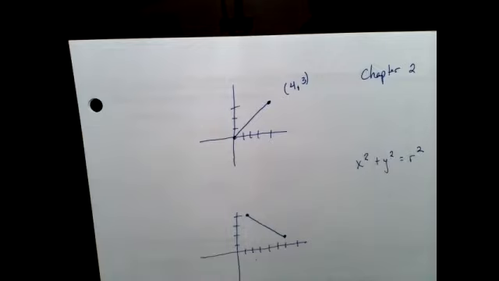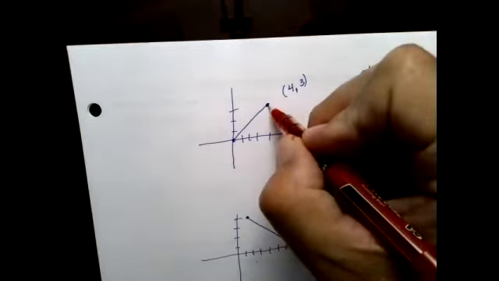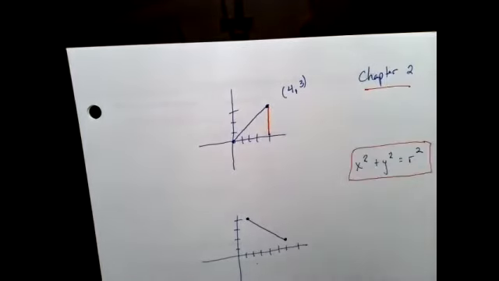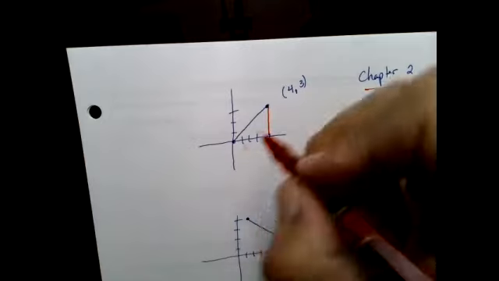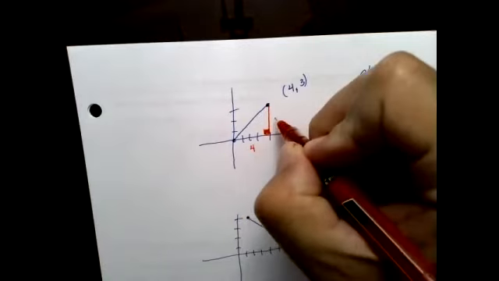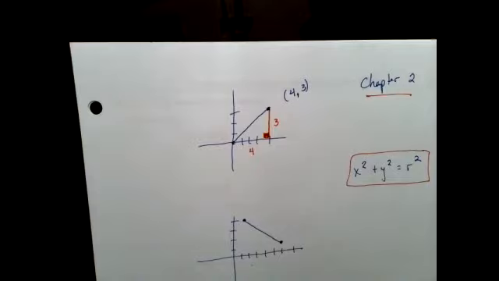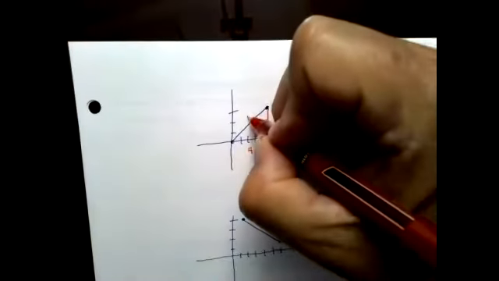How long is that? Well, some of you are going to say, yeah, I remember the Pythagorean theorem, and that's x squared plus y squared equals r squared. And I kind of remember drawing a triangle like that. That is a right triangle, and this length is 4, and this length is 3. I'm going to call this guy out here R.